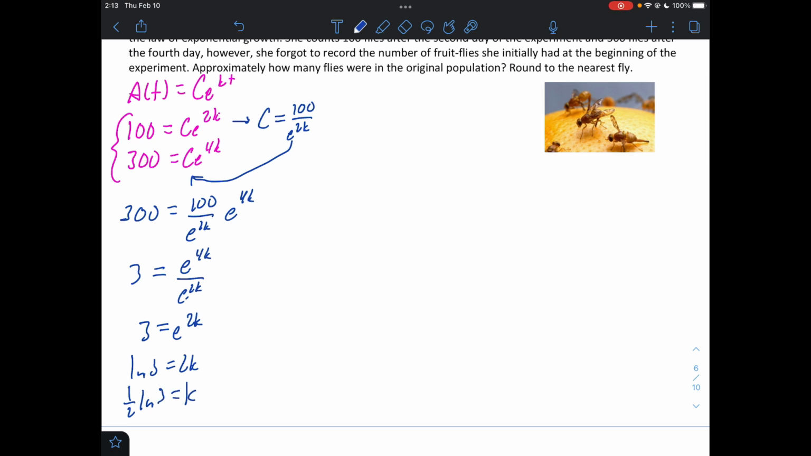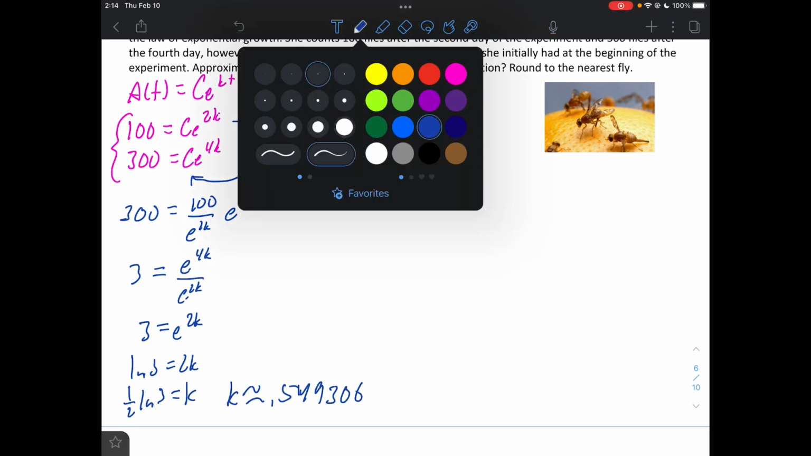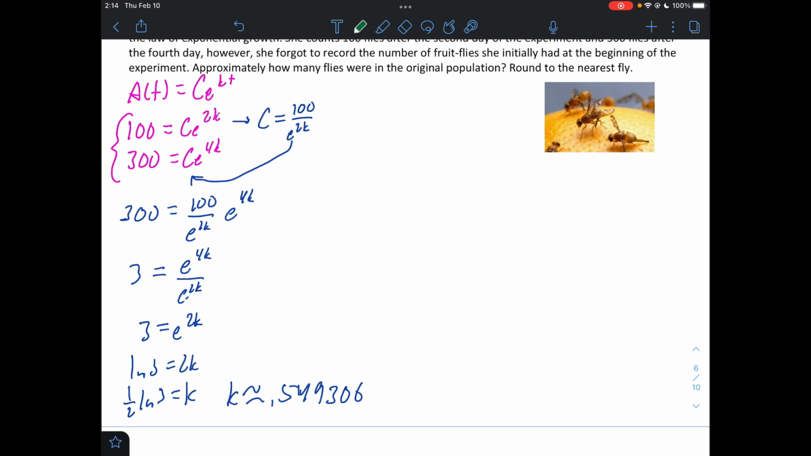So I'm going to do what I said on the last one there. I'm going to round this right now, and you can see if you think this is easier. So k is approximately 0.549306. I would write down as many numbers as you can there to make sure that we don't miss anything along the way. So before we do the question, let's write down our equation now. A of t equals C e to the 0.549306t. Or you can write down e to the half ln 3 t.